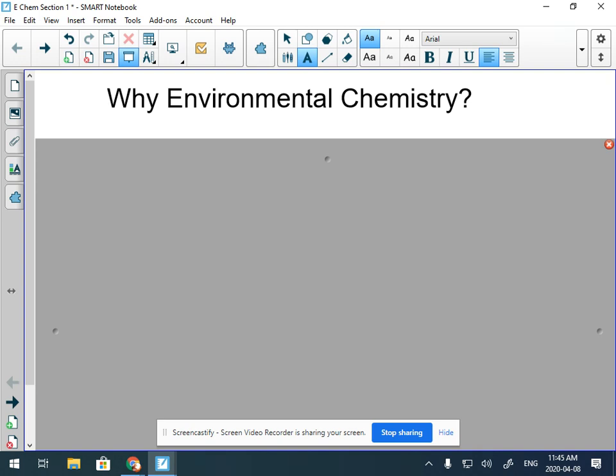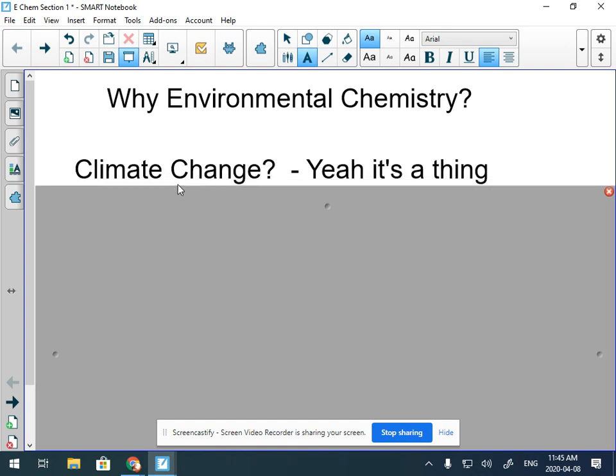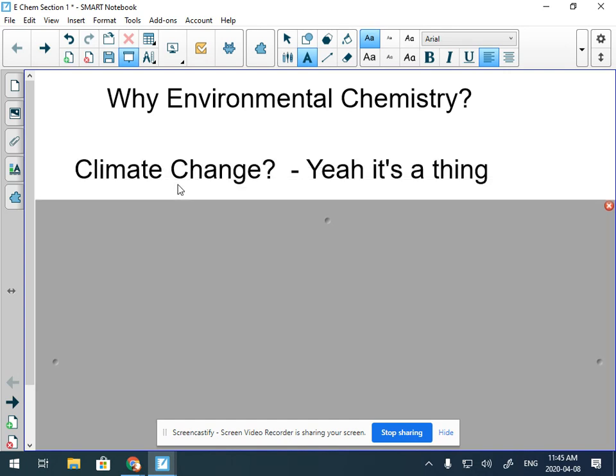So we have to split now because this is an IB concept of environmental chemistry. Here's the idea behind why environmental chemistry is put into the International Baccalaureate chemistry unit: environmental chemistry is more than just the first thing you think about with the environment, and that's climate change. We're going to be talking about climate change a little bit and the chemistry that goes into it. And spoiler alert, it's a thing.